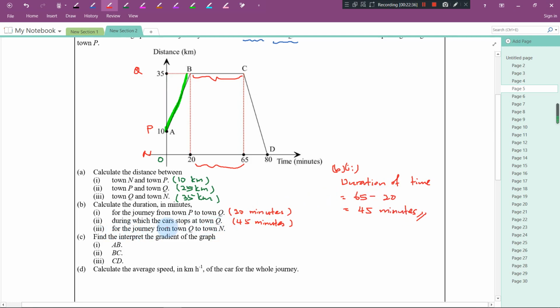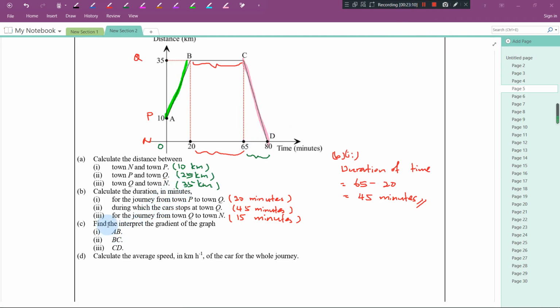So for the journey from Q to N, Q to N is over here. So what's the duration of the time? Same thing, you have to show your calculation clearly. You have to show like this, 80 minus 65. You will get 15 minutes. Okay, let's proceed to part C.